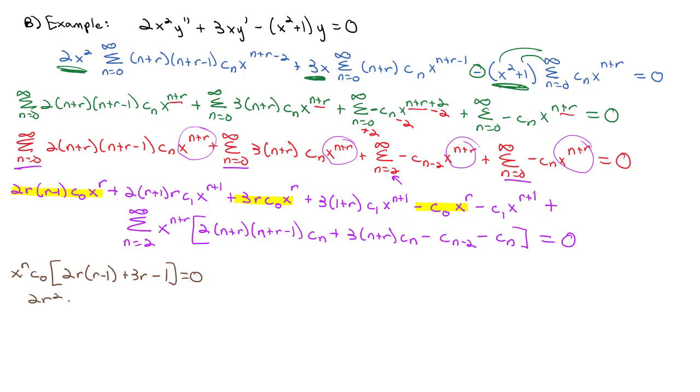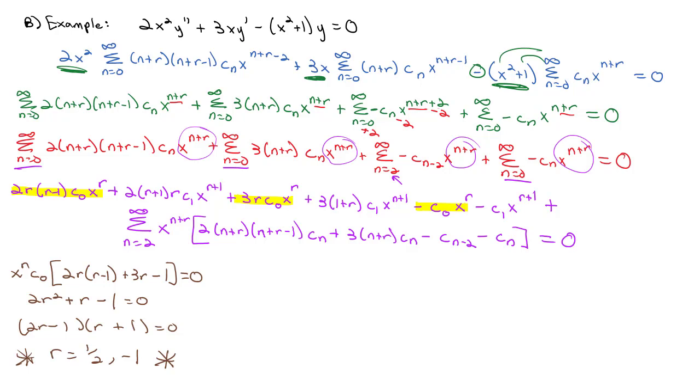We have 2r squared minus 2r plus 3r minus 1, which factors to 2r minus 1 times r plus 1. That means r is equal to a positive 1 half and a negative 1. That's very important. We have solved for our r's.